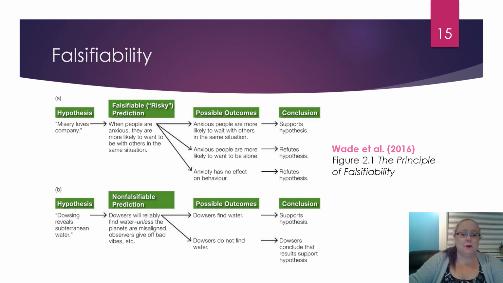So the first one in A is an example of a falsifiable hypothesis. If your hypothesis is that misery loves company, the prediction based upon that would be that when people are anxious, they're more likely to want to be around others in the same situation.